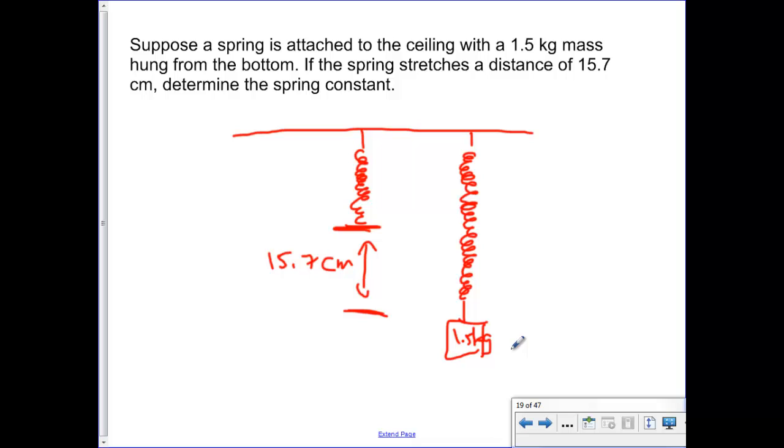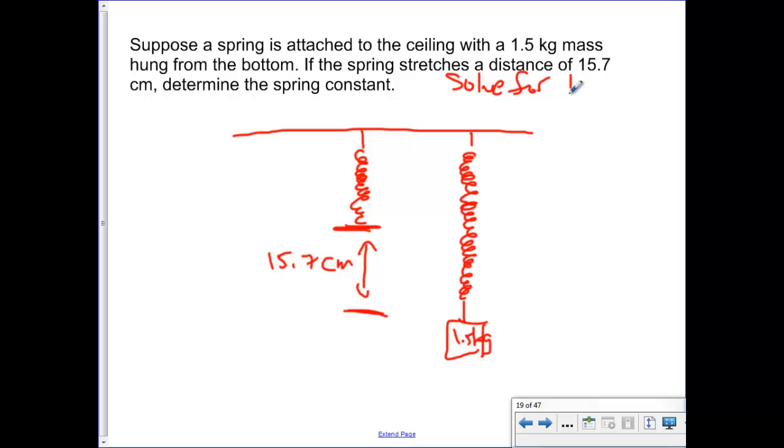Does that diagram make sense so far? I don't actually care how big this spring was normally, because it's expandable. It's not a definite number. Heather: Are we solving for K? That's our goal. Our goal is going to be to solve for K.